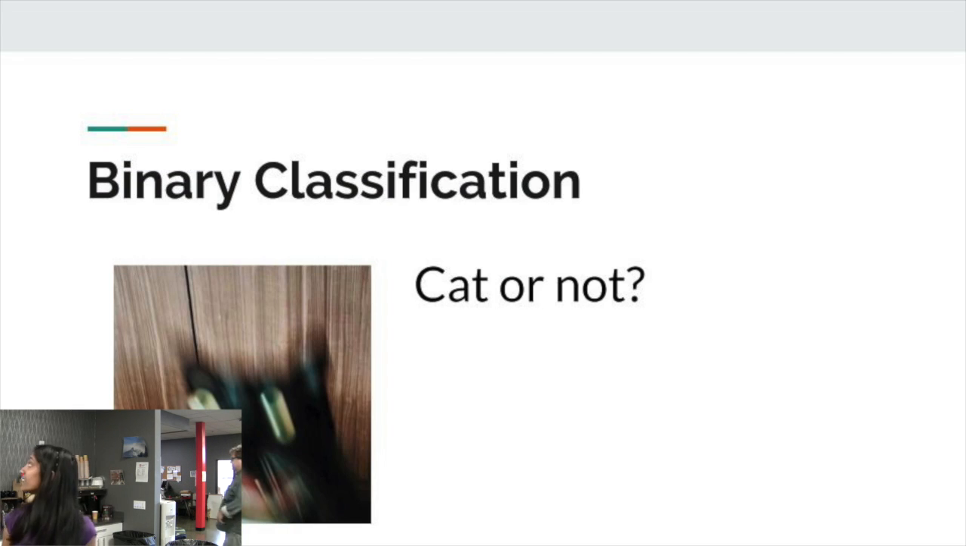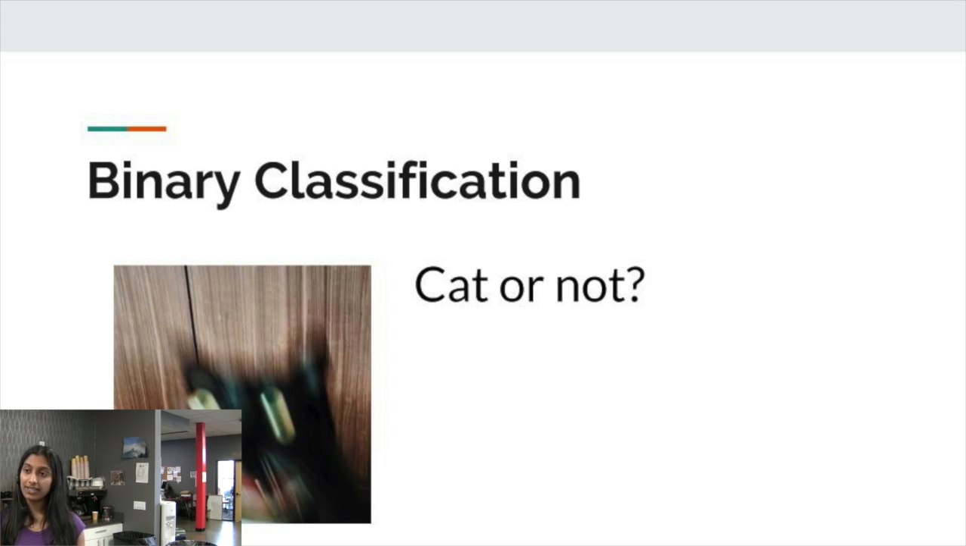Okay. So binary classification is when you want to say something is either a yes or a no. For example, if you had this picture, then maybe you could ask your algorithm to say, is it a cat or is it not a cat? Like there are only two options for your class. That's why it's called binary.